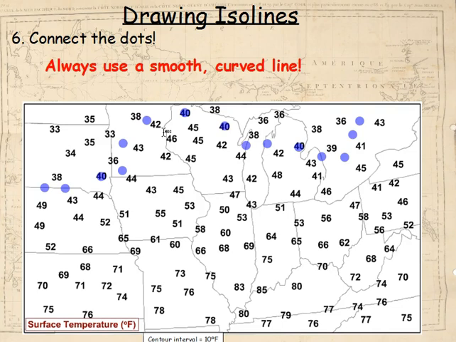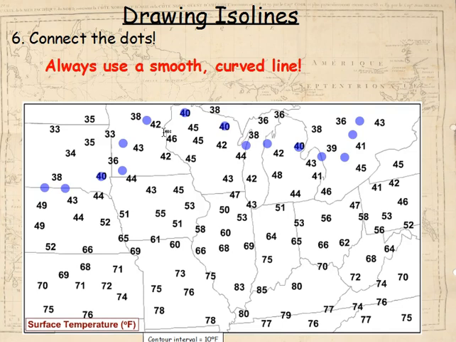Now you're going to connect the dots, and you're always going to use a smooth curved line. Don't grab a ruler, don't use a straight edge. You're not going to get a ruler on the Regents, and I'm not going to give you a ruler when you take a quiz or a test for me to do this. Get comfortable with being uncomfortable. It doesn't have to be perfect, but you should make sure that it's a smooth, curved line.